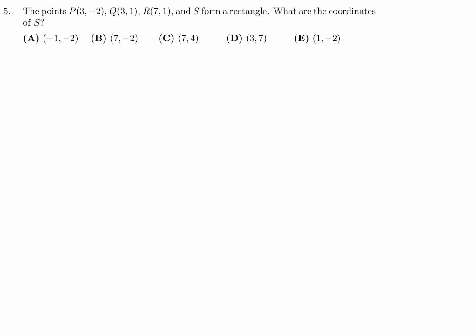These points, P, Q, R, and S form a rectangle. What are the coordinates of S? All right, so let's plot these and see what kind of a coordinate we get. So P would be 3, negative 2. So let's see here, approximately here. This will be P. And then Q, 3, 1. So approximately here for Q. R, 7, 1. So 1, 2, 3, 4, 5, 6, 7. And 7, 1. So here's R.